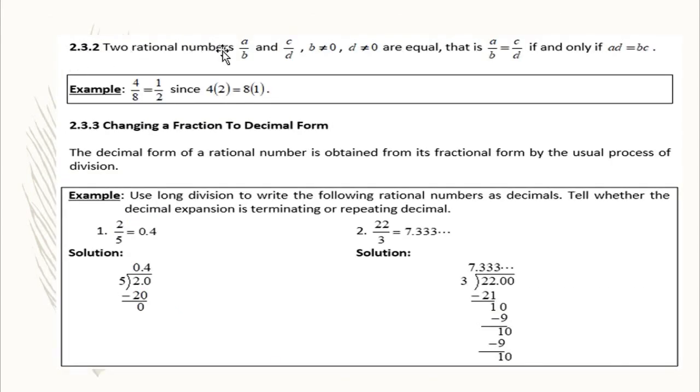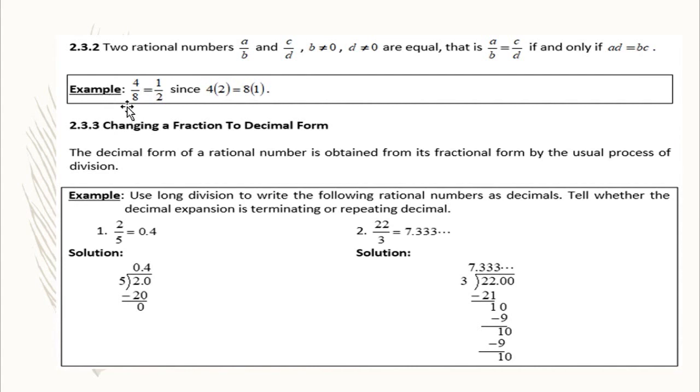Another two rational numbers A over B and C over D, where B is not 0 and D is not 0, are equal. That is, A over B is equal to C over D if and only if A times D is equal to B times C. So the denominator must not be zero, like I've said; it is undefined, it can't be used.